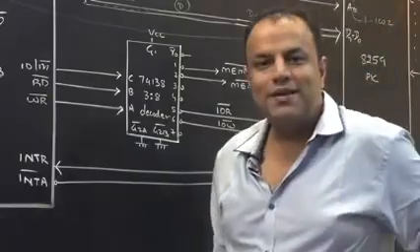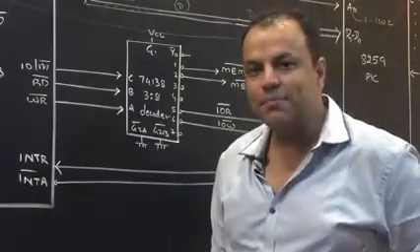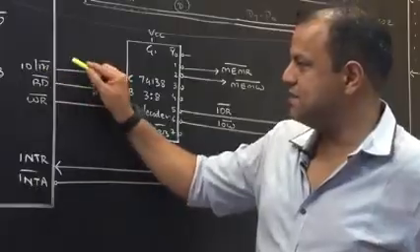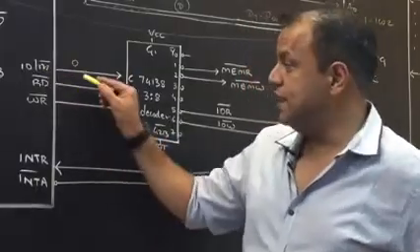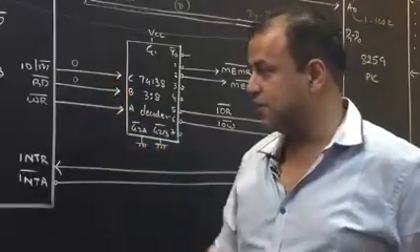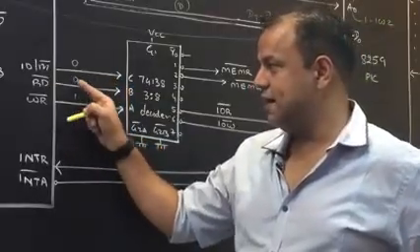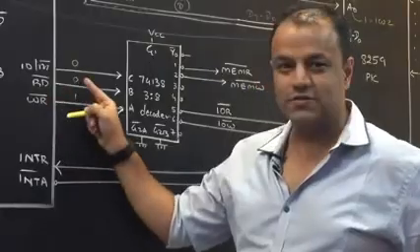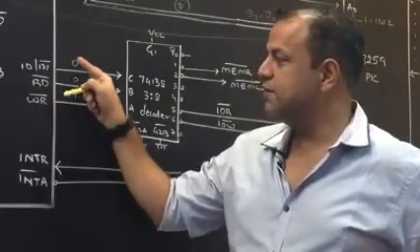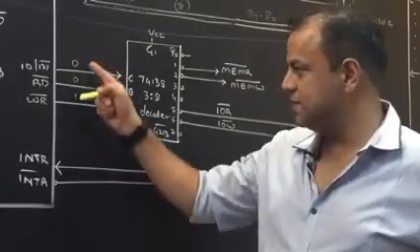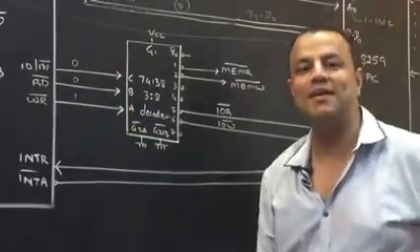Now, memory read. Come on, memory read. IO/M bar will be 0 because it's a memory operation. Read. So read bar will be 0 because it's an active low signal. Write bar will be 1. We are reading, we are not writing. They are active low signals. The one who is 0 is active. So these two indicate that it's a read operation. This being 0 indicates that it's a memory operation. This whole set indicates that it's a memory read operation.